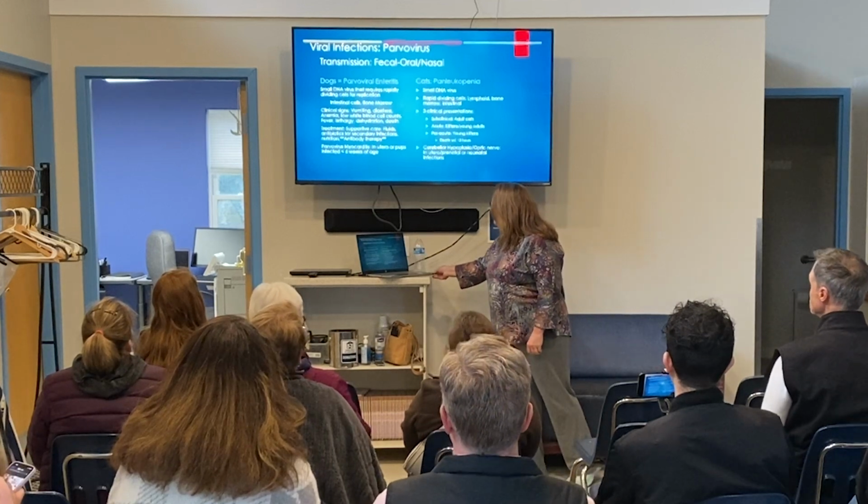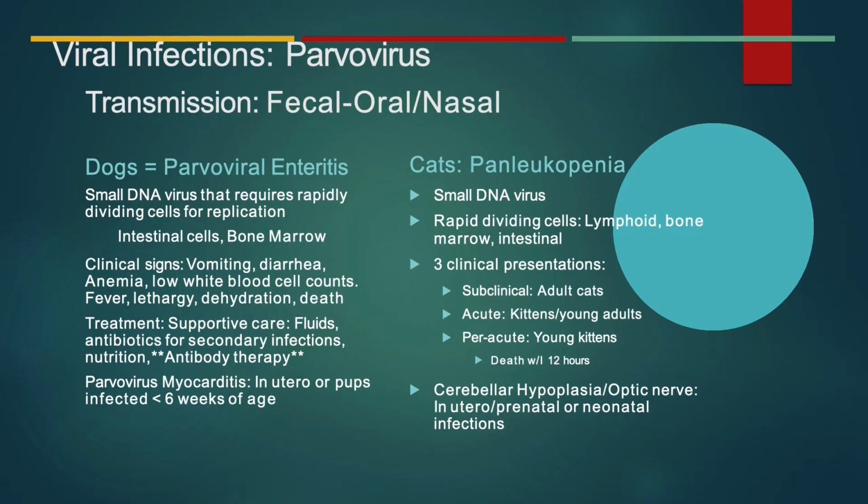All right, so this one I kind of set up as comparing and contrasting dog and cat, because they may get infected with the same viral class. There actually are different subgroups or different viruses, and they cause different kinds of diseases, but they're very similar. So, Parvo is a small DNA virus that likes rapidly dividing cells in order to replicate. So that's very important in understanding the disease process.